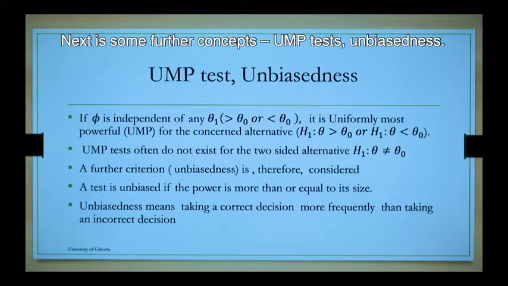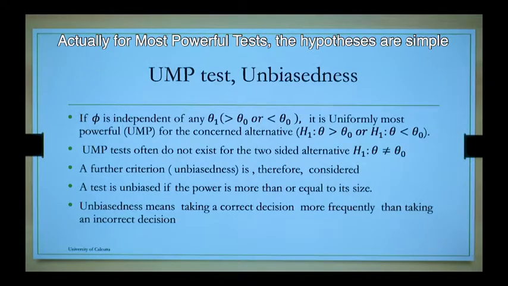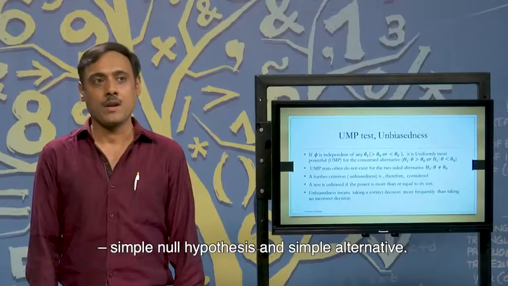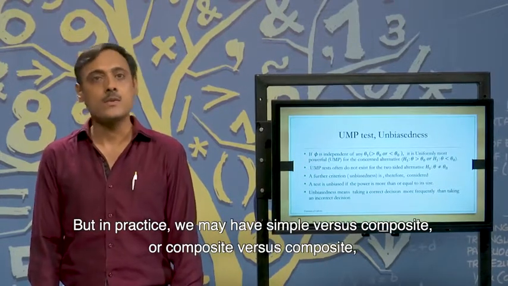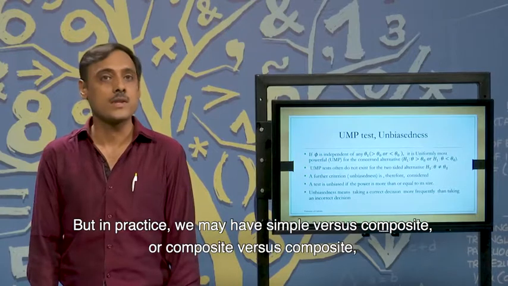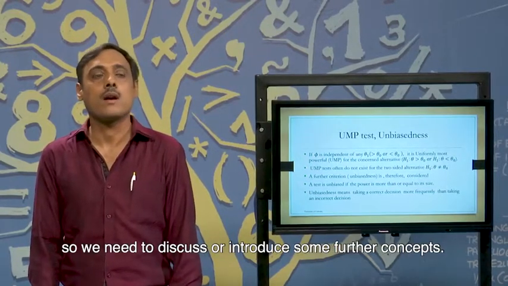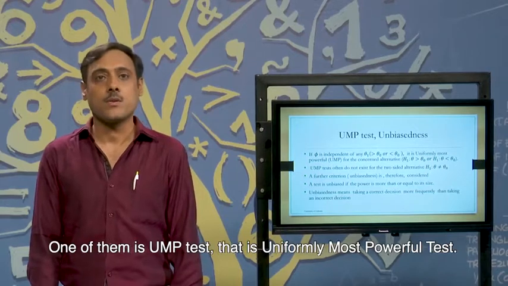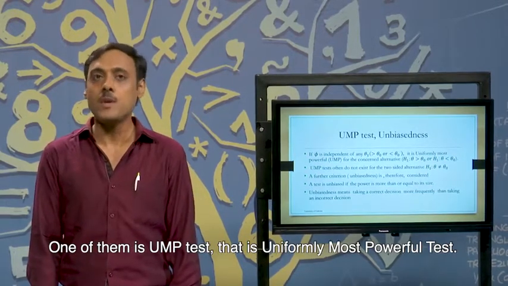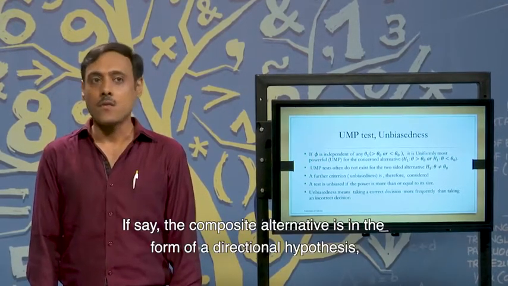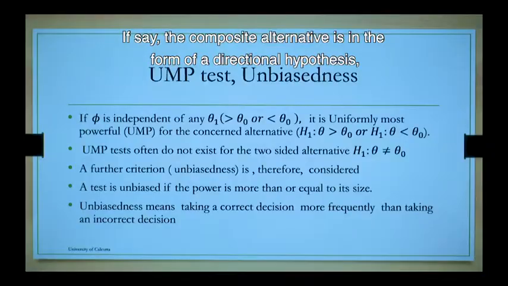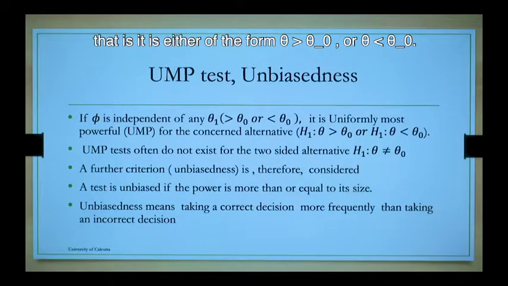Next are some further concepts: UMP test and unbiasedness. What is a UMP test? Actually, for a most powerful test, the hypotheses are a simple null and a simple alternative, but in practice we may have simple versus composite or composite versus composite. So, we need to introduce some further concepts. One of them is the UMP test, that is the uniformly most powerful test. Consider testing simple versus a composite alternative. Say the composite alternative is in the form of a directional hypothesis, that is it is either of the form theta greater than theta naught or theta less than theta naught.